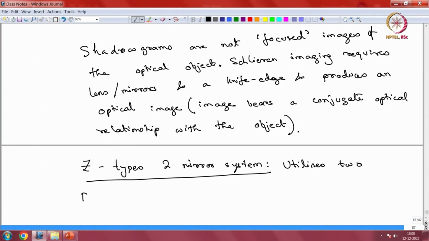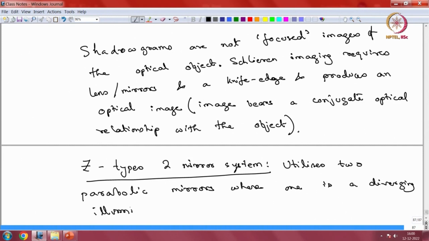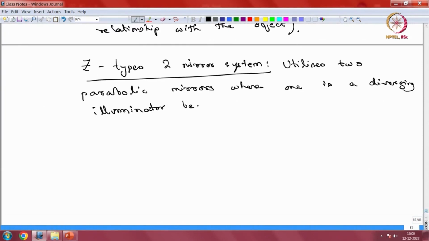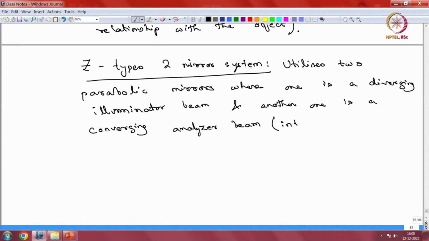So it utilizes two parabolic mirrors, where one is a diverging illuminator beam and another one is a converging analyzer beam. And the analyzer is what is usually intercepted by a camera.